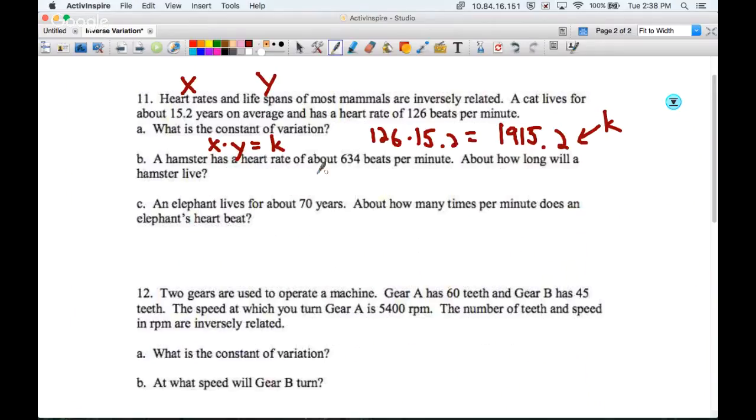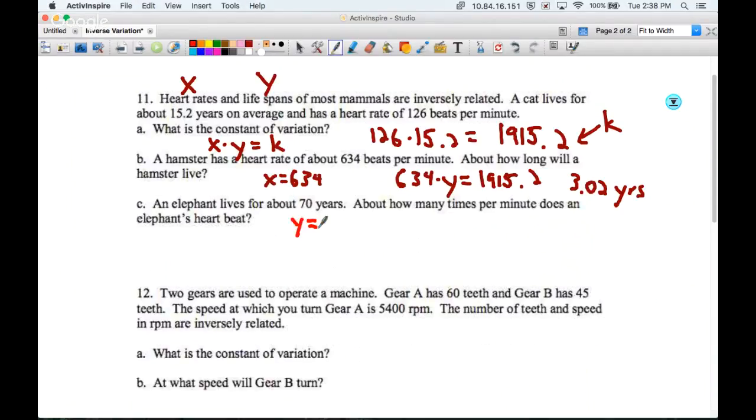The hamster has a heart rate, so that's our x. So x equals 364. We know k is constant, so 364 times some unknown lifespan y equals this constant here, 1,915.2. We divide both sides by 364, and we get 3.02 years, which is actually about what a hamster lives.